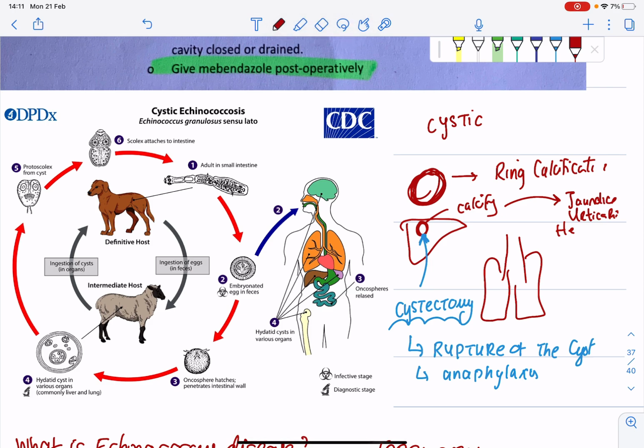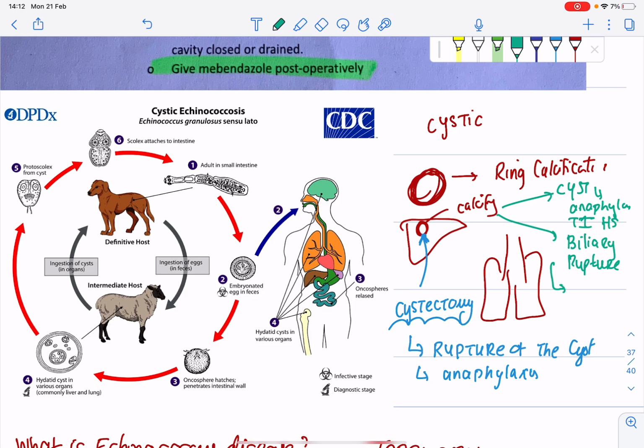But the important thing to remember about the rupture is the morbidity. There could be a biliary rupture or there could be a cystic rupture. If it's just the cyst that ruptures, that's going to cause anaphylaxis and your type 1 hypersensitivity response. But if it's the entire biliary rupture, that is what will cause infection, and that is what will cause the triad of biliary colic.